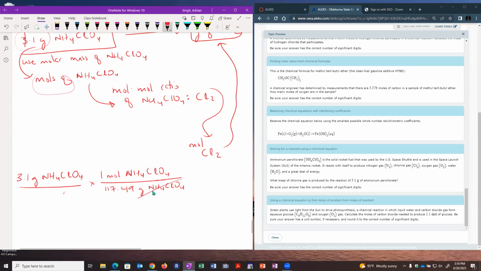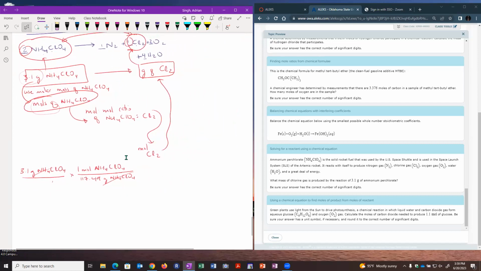So the grams cancel out. We are at moles of ammonium perchlorate. We can then use our mole to mole ratio from the balanced equation. All right, so we have now the moles of ammonium perchlorate needs to go on the bottom because I want to cancel that out. So 2 moles of NH4ClO4, I get that from the equation, produces 1 mole of Cl2, right? That's my mole to mole ratio that I'm inserting here. The moles of ammonium perchlorate goes away. I'm at moles of Cl2.